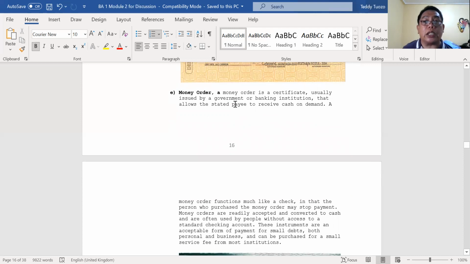A money order is a certificate usually issued by a government or a banking institution. But actually, class, the money order is usually issued by the Philippine Postal Corporation in the Philippines. I have experience with that because during my time, there were no online transfers yet. So my parents would usually send me money through a money order. So, a postal money order is just like a check issued by the Philippine Postal Corporation. And then I would have this encashed or replaced right here at the post office. So, that is a money order.